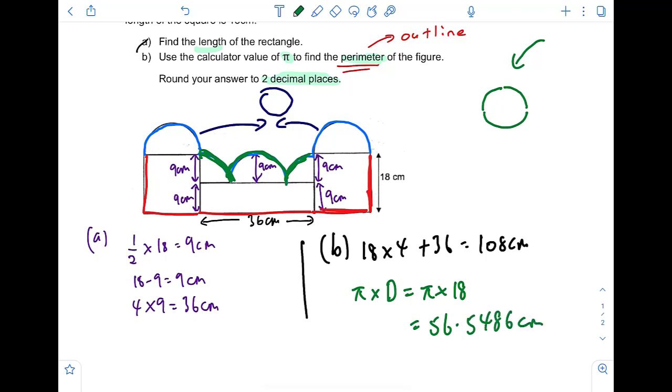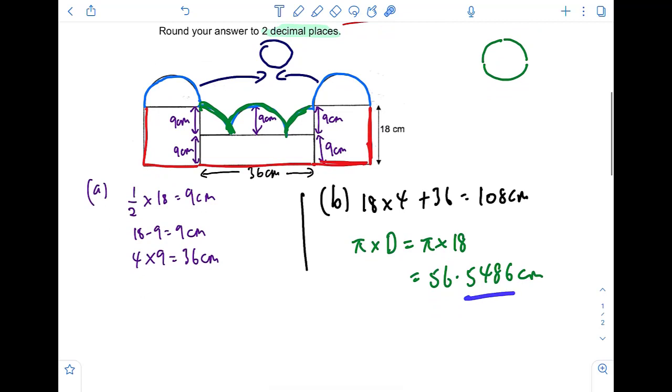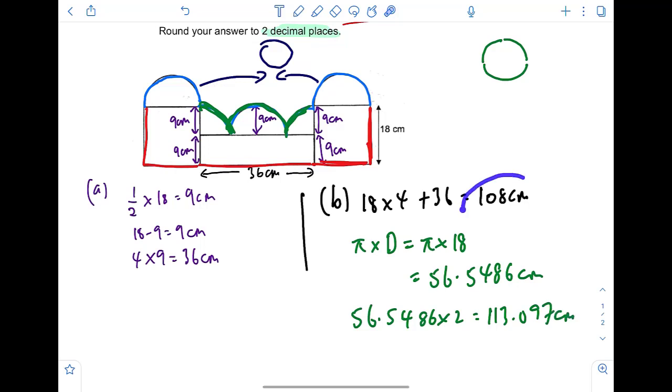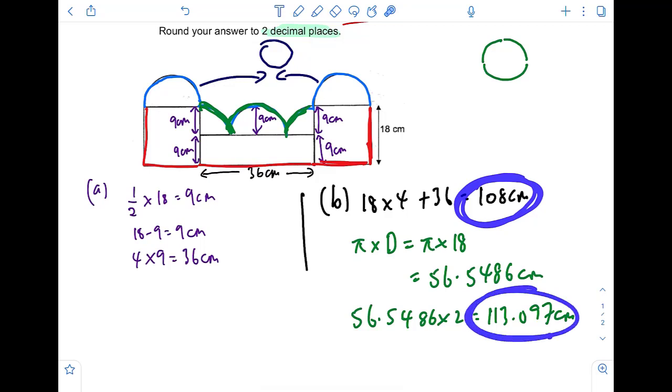56.5486. You can put it up to 4 decimal places because later we need to round off to 2 decimal places, so it's best to use at least one more decimal place. Not just the third, you can put it until the fourth, and later on you can round off. And remember, we don't just have one of these, we have two complete circumferences. That gives 113.097 cm.